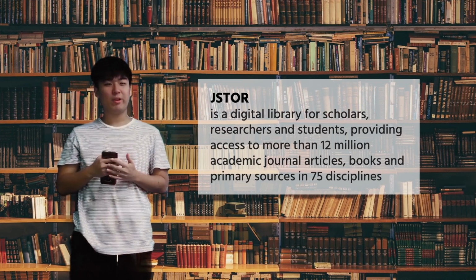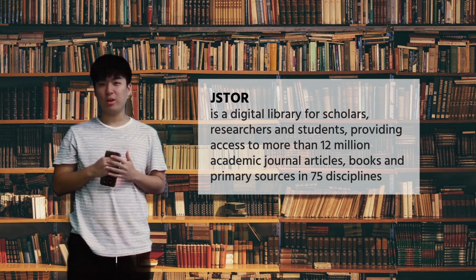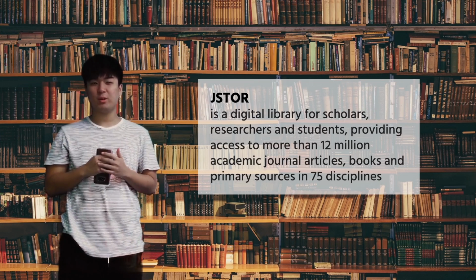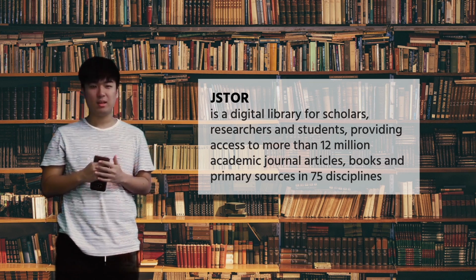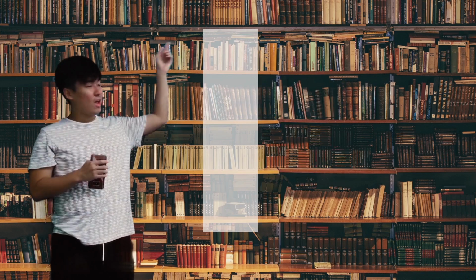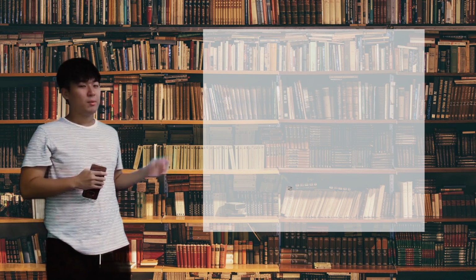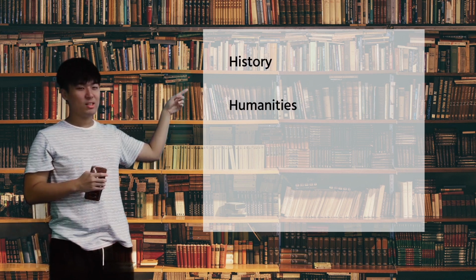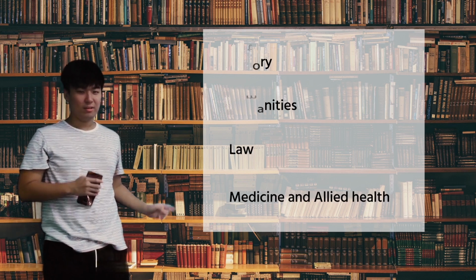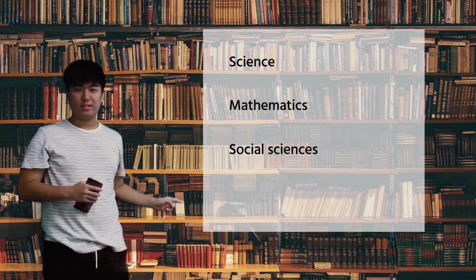JSTOR is a digital library for scholars, researchers, and students, providing access to more than 12 million academic journal articles, books, and primary sources in 75 disciplines. There are potential contents involved in JSTOR, such as area studies, art, business and economics, history, humanities, law, medicine and allied health, science and mathematics, and social science.